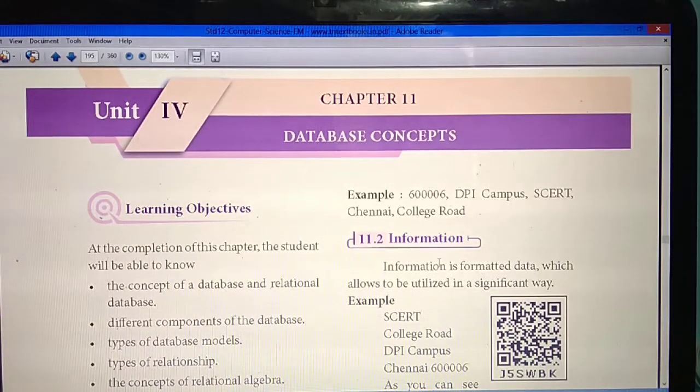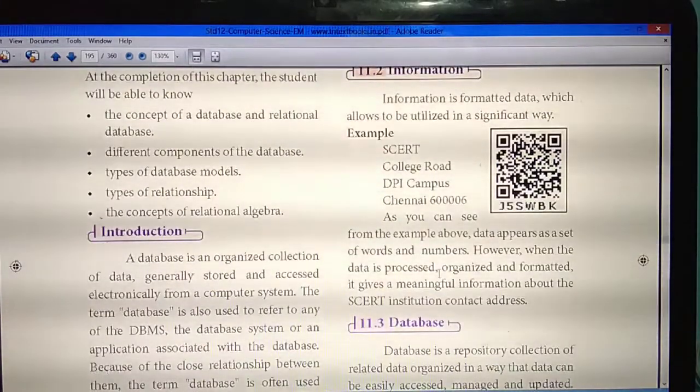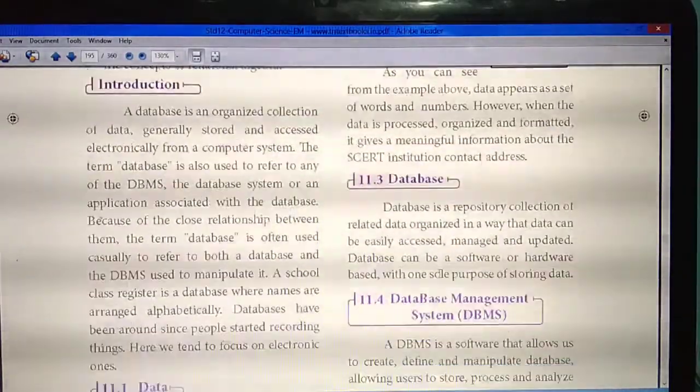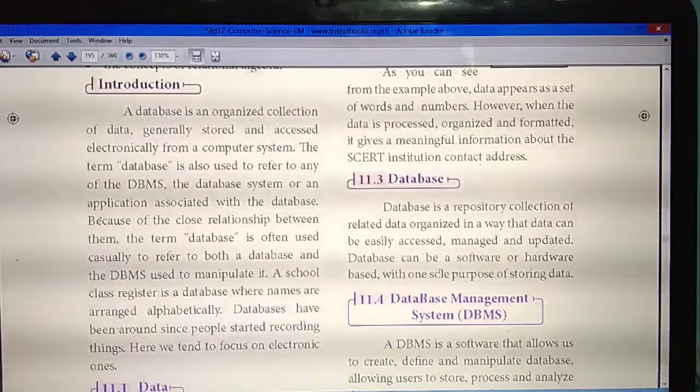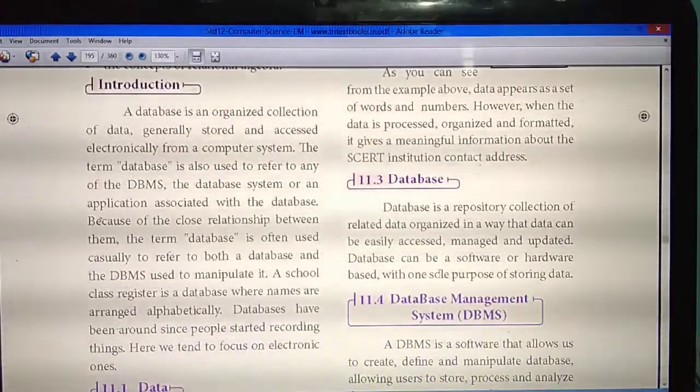So today we are going to study a new chapter, chapter 11. What's the title of our chapter? Database Concepts. In this chapter you are going to study what we mean by database and what operations you are going to perform in the database. Understand? For that, first you are going to study what we mean by database.